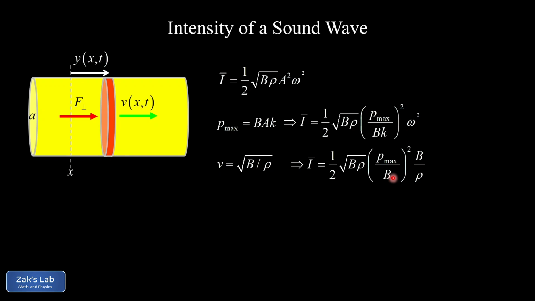So we have one factor of bulk modulus in the denominator and one factor of density in the denominator, and we have the square root of those things in the numerator. This leaves us with the square root of both of those terms in the denominator. So our average intensity boils down to 1 over 2 square root B times rho times P max squared. And that's really the main prize that we were working toward here.